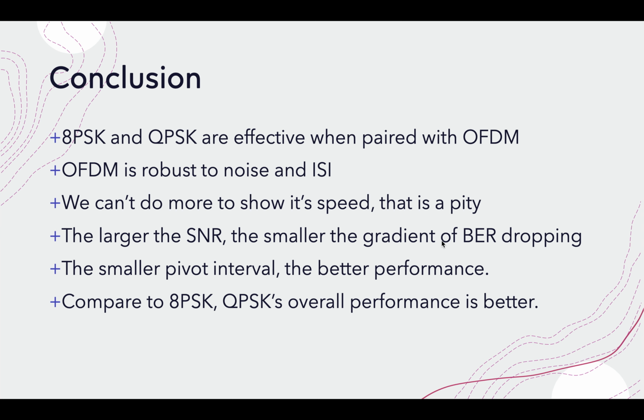So here are the conclusions I get from my experiment. First of all, 8PSK and QPSK are efficient when paired with OFDM. There are a lot of other kinds of phase shift keying, but in my project, I just used these two. And also, OFDM is very robust to noise and ISI. But about the speed, we can't do more about it.